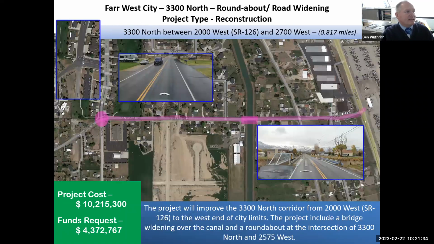The next project is in Far West. This project's on 3300 North. This is to construct a roundabout and widen the road facility between 2nd West or SR 126 and 2700 West. Just under a mile in total improvements. Project estimated cost is 10.2 plus million. The funds being requested is 4.3 plus million.